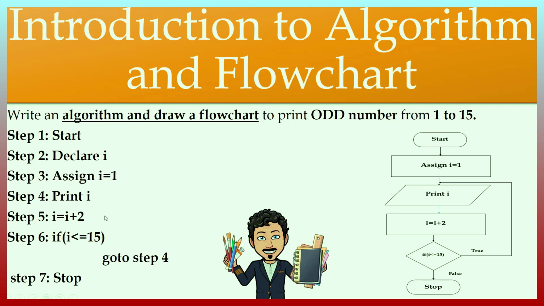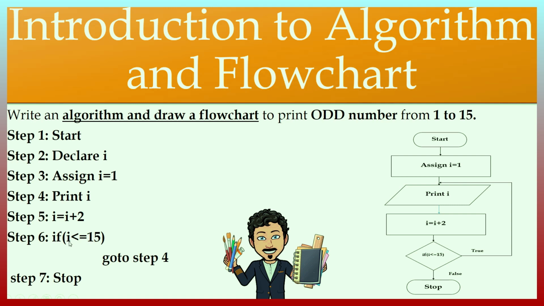That is 1, 3. The difference between 1 and 3 is 2. 3, 5. What is the difference between 3 and 5? It is 2. So I'll be using 2. Step 6. If I less than or equal to 15. Because the last number is 15, I want to check less than or equal to. If the condition is true, it will go back to step 4. So it's a loop. It will keep on repeating until the I value is greater than 15.